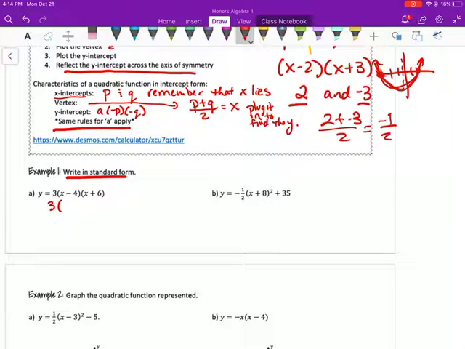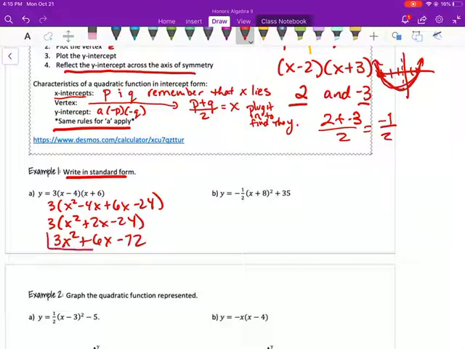I'm going to multiply these out. So I get x squared minus 4x plus 6x minus 24. That gets me 3 times x squared plus 2x minus 24. Then I multiply the 3 throughout it, so I get 3x squared plus 6x minus 72, since 24 times 3 is 72. And that would be my final answer. And then you could use that to graph it if you desire.